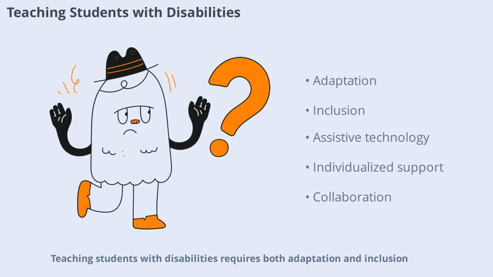Teaching students with disabilities requires both adaptation and inclusion. Methods may be similar to those used in mainstream classrooms, but with necessary modifications to accommodate physical, sensory, or intellectual challenges. The focus should be on improving access to the learning environment, using assistive technology, and providing individualized support. Teachers must understand the specific needs of each student and work closely with specialists when needed.